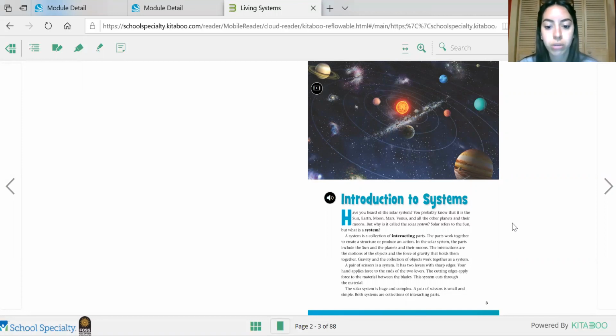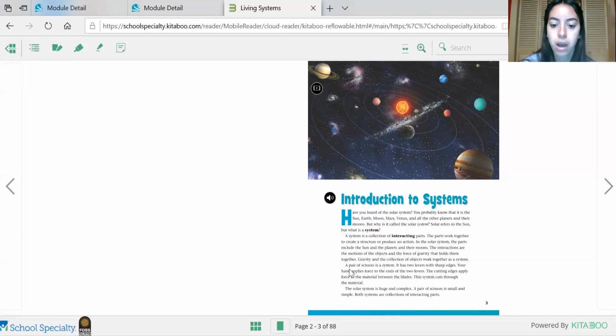In the solar system, the parts include the sun and the planets and their moons. The interactions are the motions of the objects and the force of gravity that holds them together. Gravity and the collection of objects work together as a system. So the solar system is an example of a system, different parts that work together to do something. But that's a really complicated example. Next, they're going to give us a simple example that's easier to think about.